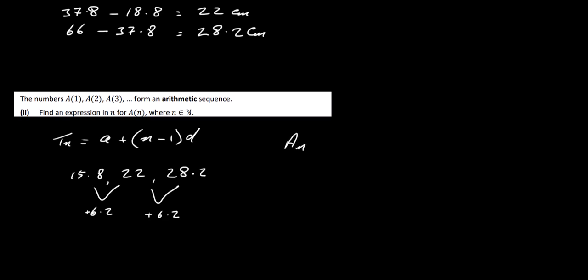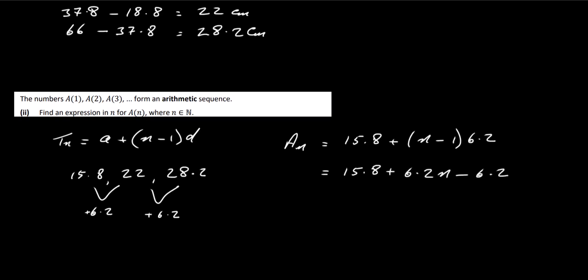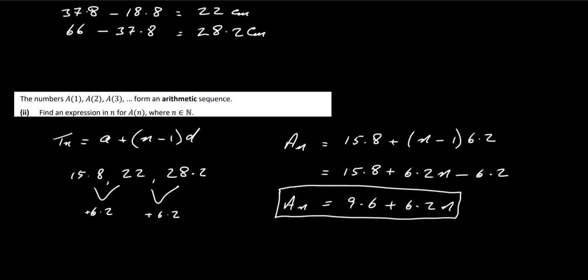So our A of n is going to be equal to a, the first term, which is 15.8, plus n minus 1 times the first difference, which is 6.2. Let's just multiply that out. So you've got 15.8 plus 6.2n minus 6.2. So our A of n finally is 15.8 minus 6.2, that's 9.6, plus 6.2n. So this here is our answer. This is an expression in n for A of n where n is natural.